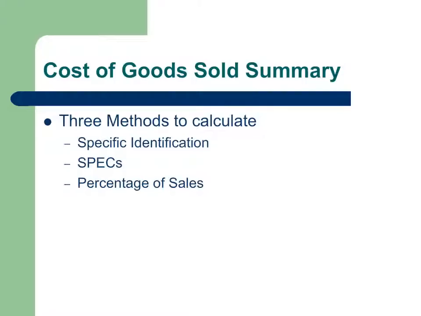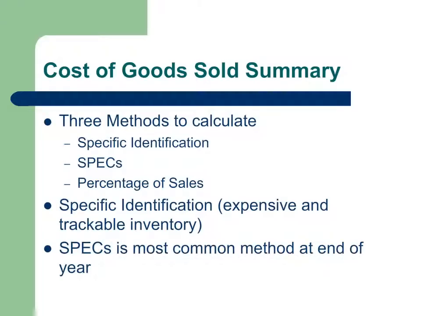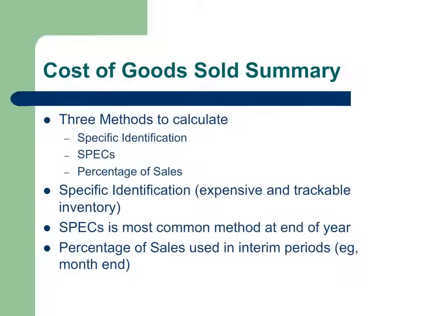In summary, you may calculate the cost of goods using one or more of the three basic methods: specific identification, specs, and percentage of sales. The specific identification method is used for expensive inventory that is tracked using a serial number. This method is used by dealers of vehicles and equipment, for example. Specs is the most common method used at the end of a year, but requires businesses to perform a physical inventory at the end of each reporting period. During interim periods, the percentage of sales method is used to calculate the cost of goods sold. Now, read Chapter 7 in your module and complete the learning activities.